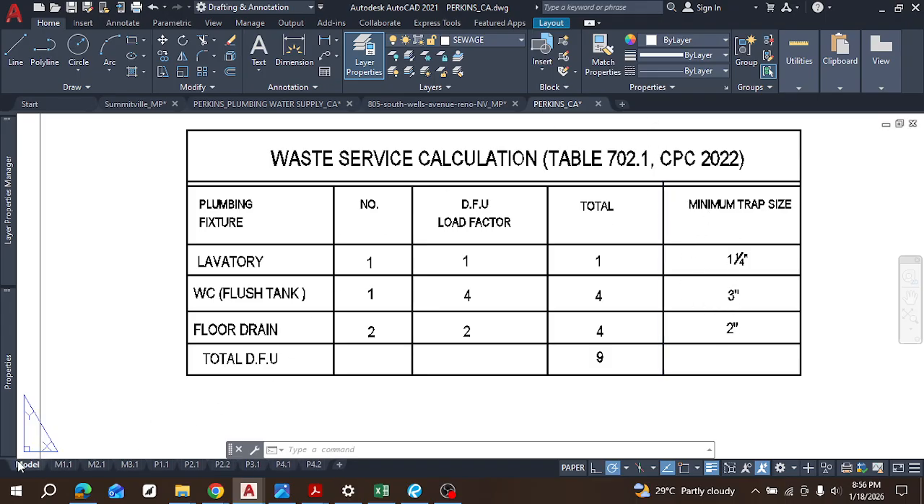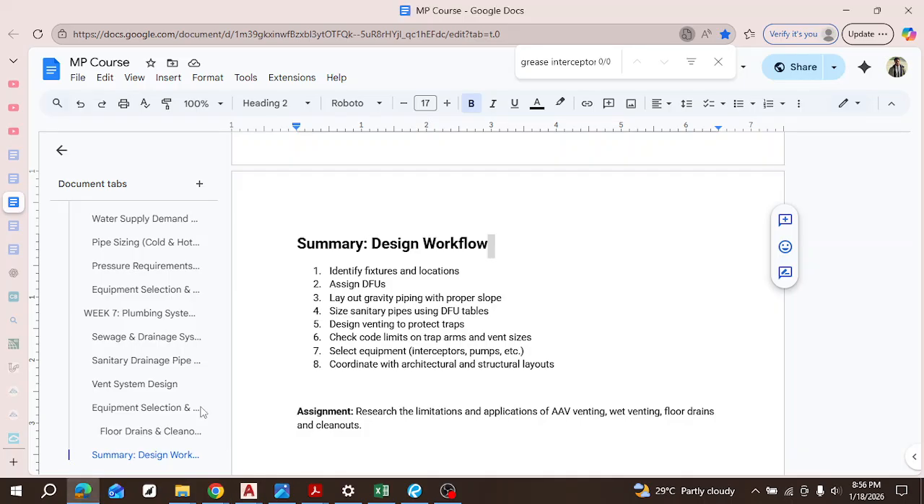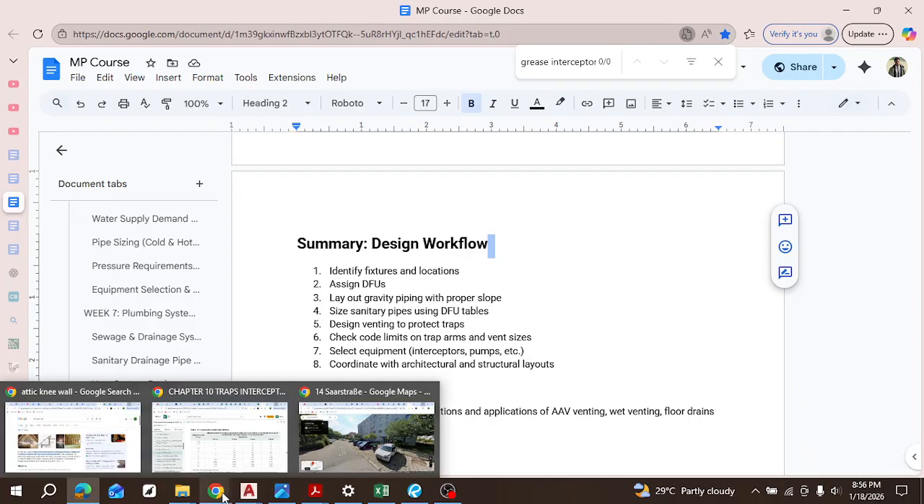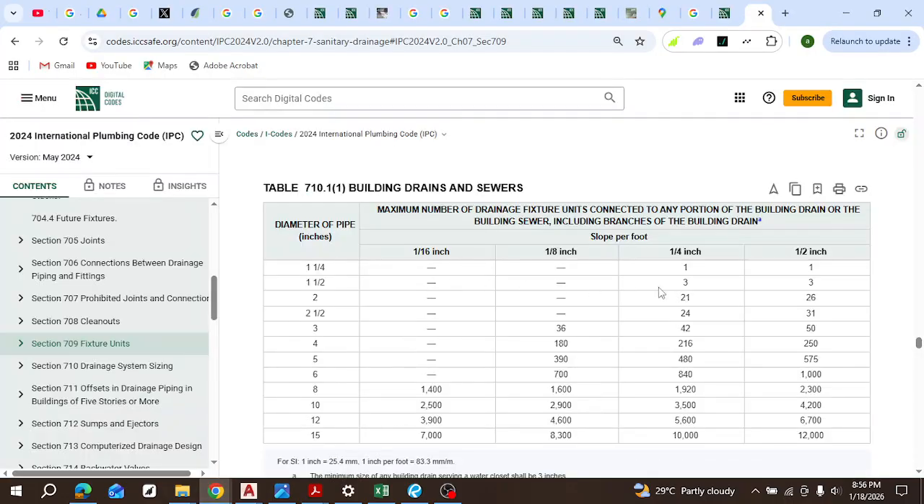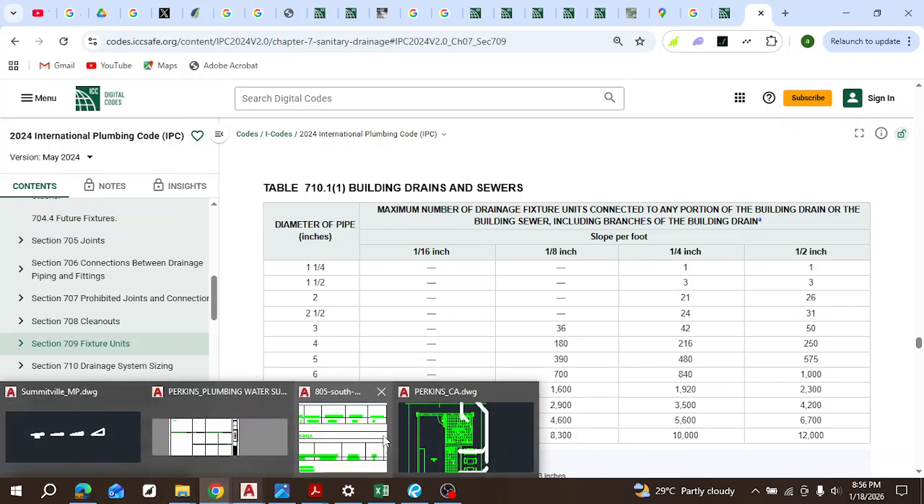So let's go back to our model. What's our next step? Our next step is to lay out our piping, which you've already done, and indicate the slope. Let's check what the slope for this project is going to look like. Let's go to that chapter. Okay, this is where we are. Our total DFU is 9. So this works. This works. I like to avoid this unless I have to use it. This works. So 9 will be somewhere here, which means a 2 inch pipe is okay. Let's go back to our project.